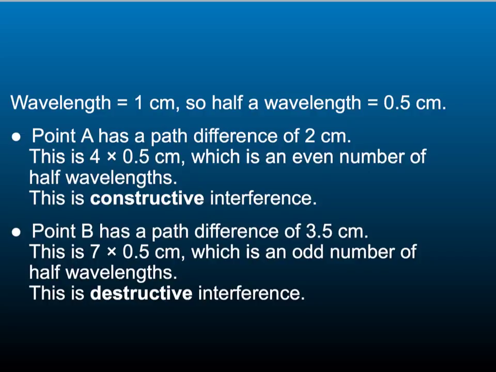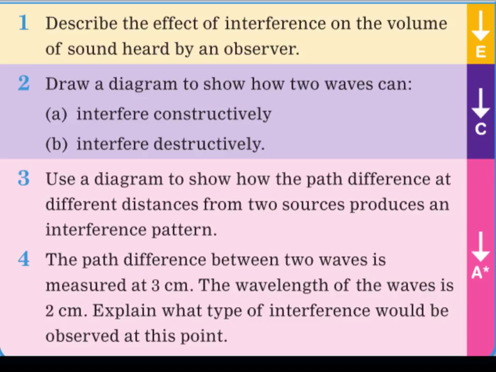Point B has a path difference of 3.5 centimetres. Now 3.5 is 7 times 0.5, so this is an odd number of half wavelengths. This gives us destructive interference at this point.